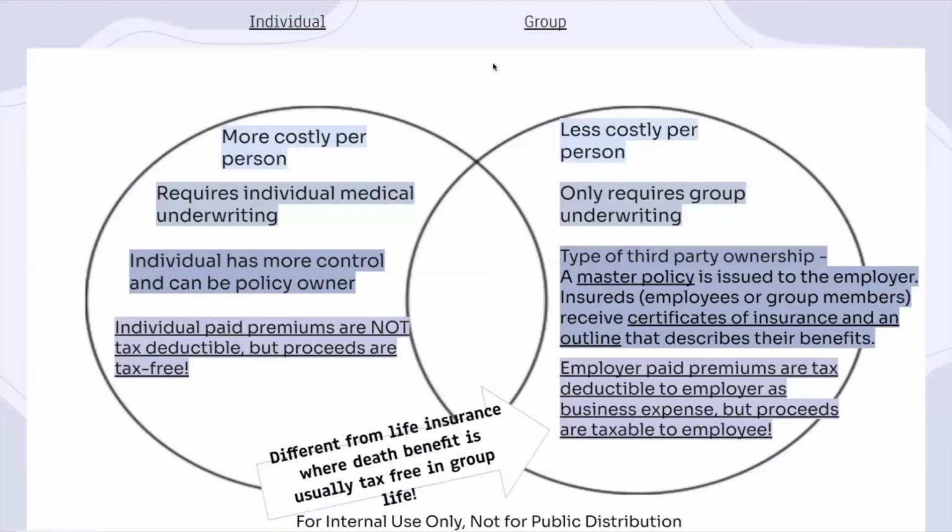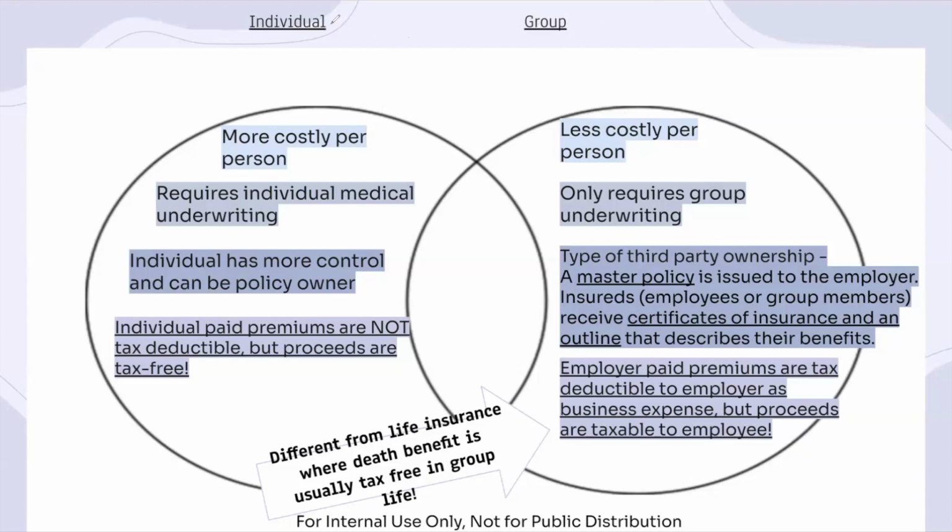All right, so with individual policies, we know that it's more costly per person, while on group, it's less costly per person, right? So we can relate this also to life insurance policies, in which we can kind of draw some similarities.